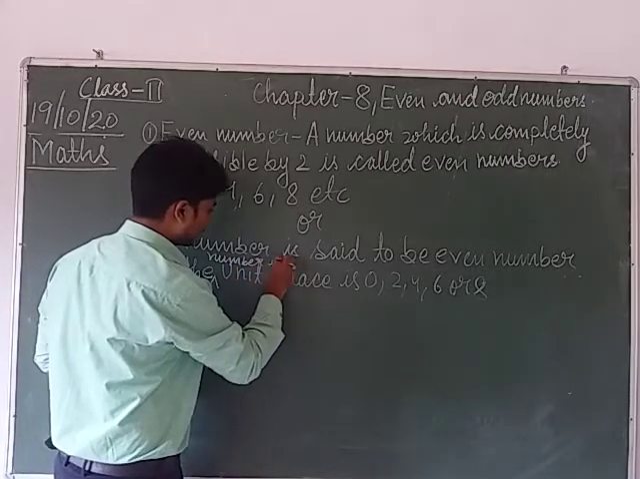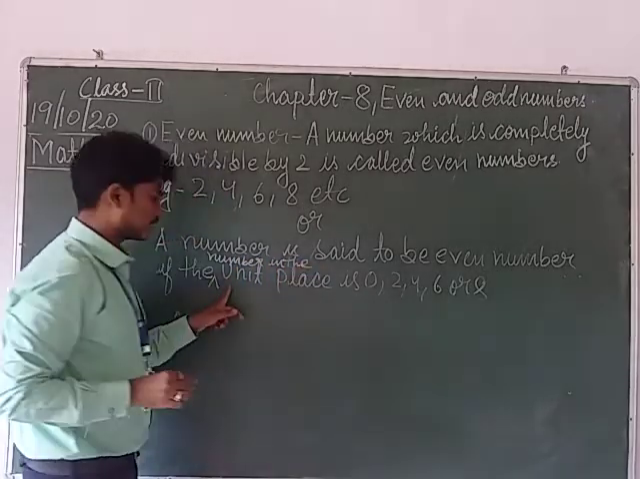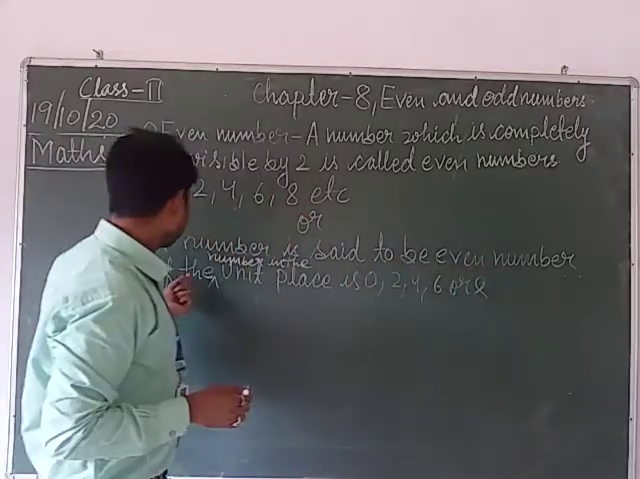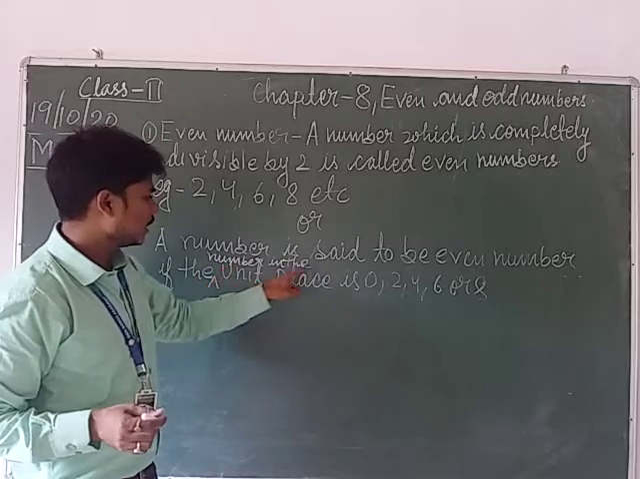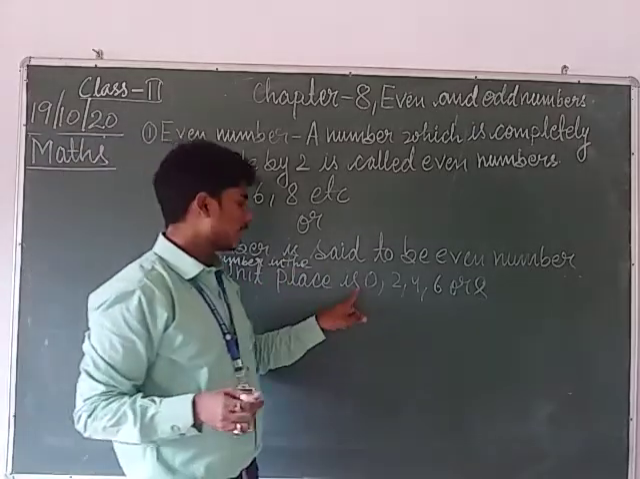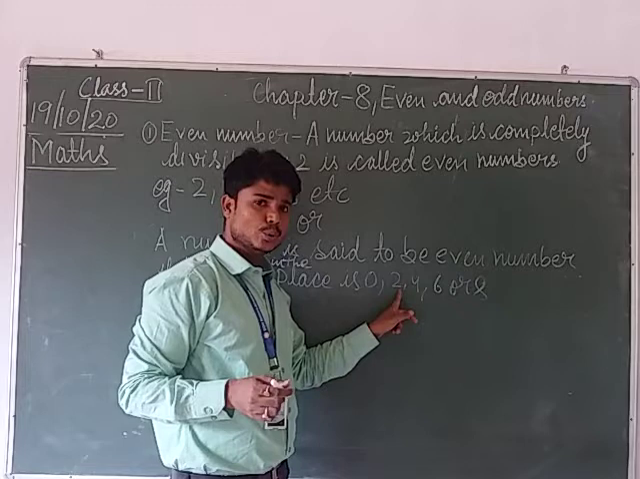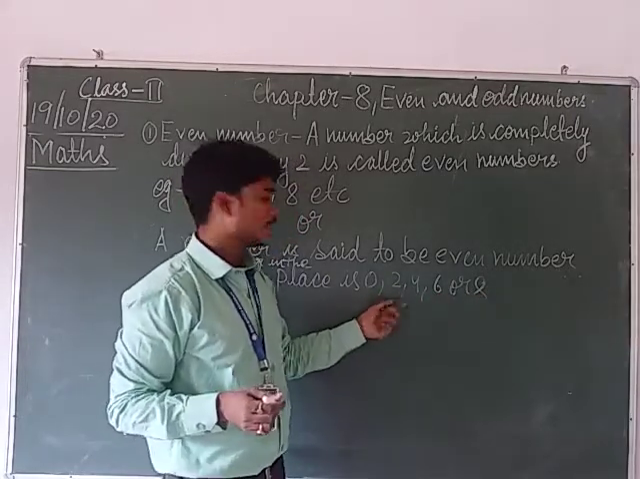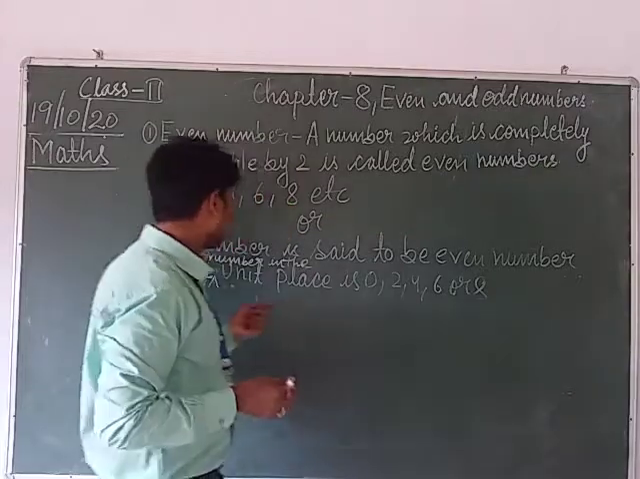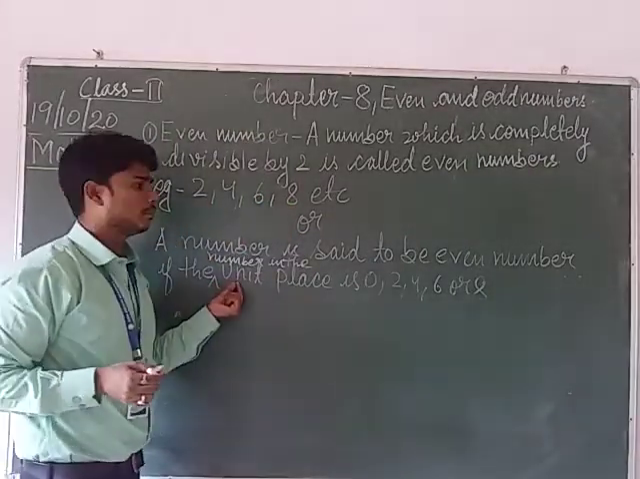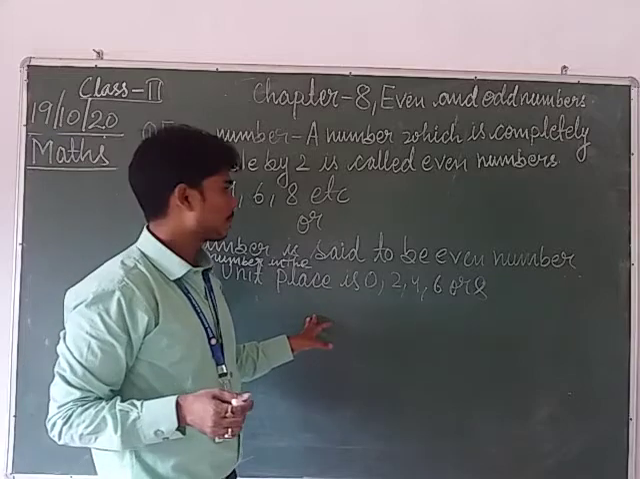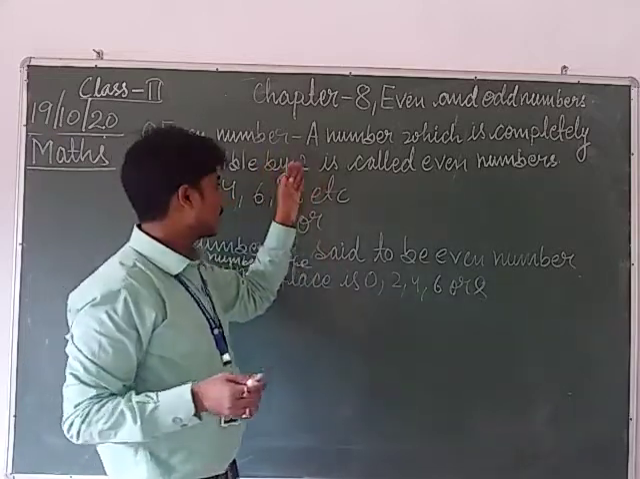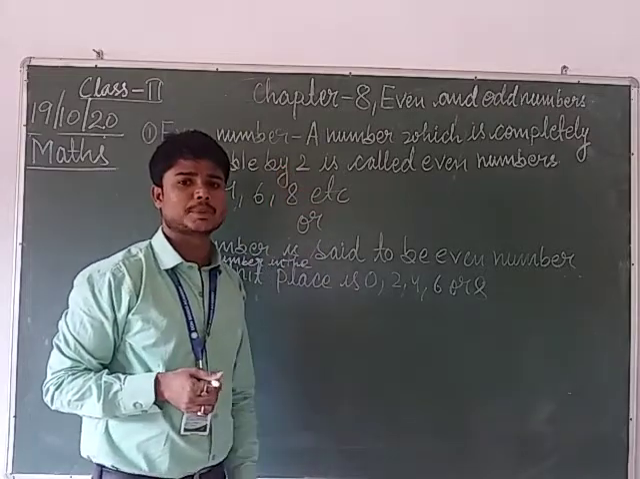in the unit place. A number is said to be an even number if the number in the unit place is either 0, 2, 4, 6 or 8. Out of these 5 numbers, if any number is at the unit place, that number is called an even number. Now you can easily understand the even number. Now I am going to take a few examples.